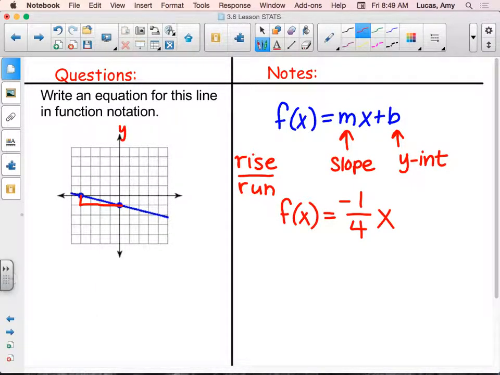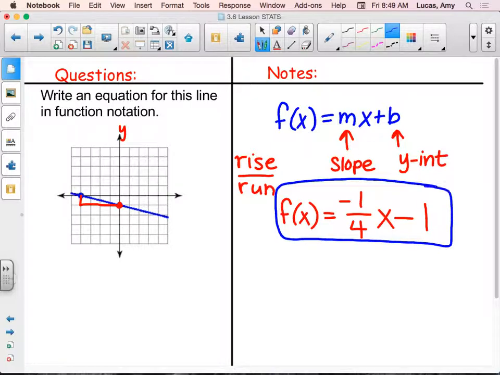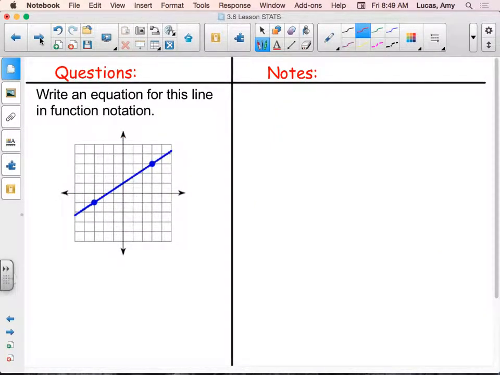The y-axis is the vertical axis. So the point where this blue line crosses the y-axis is right here at negative 1. So my final answer, f of x equals negative 1/4 x minus 1. Another example like that.